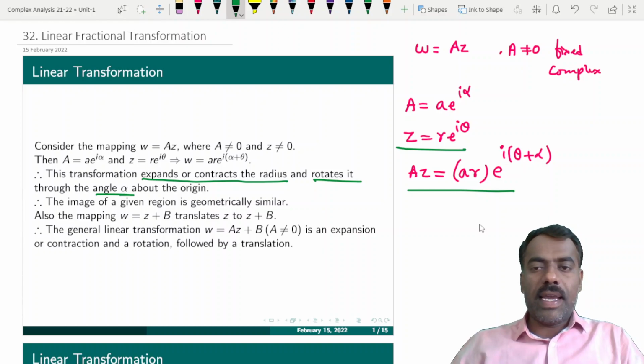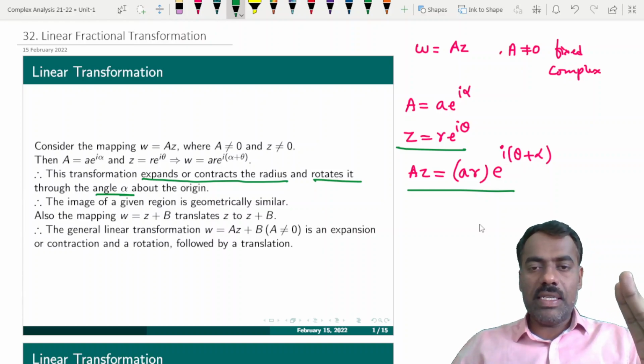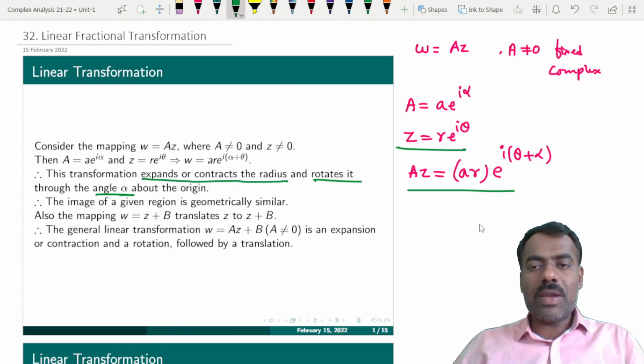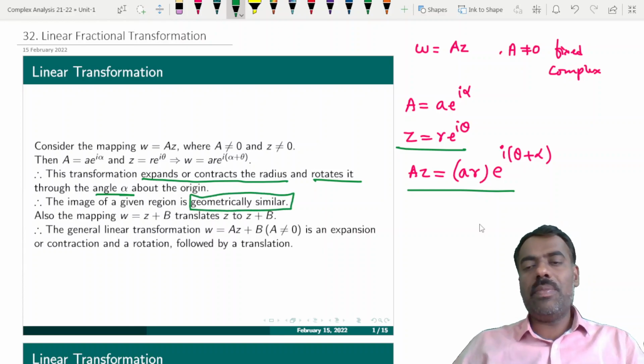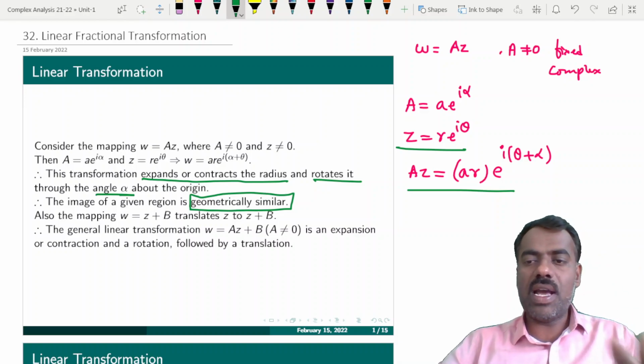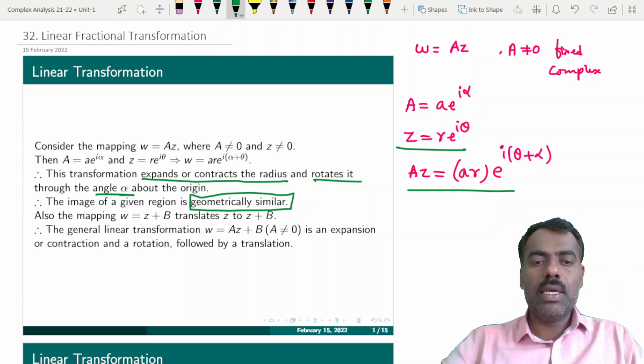So whatever region or shape is there, we are making it either smaller or bigger without changing the shape, and we are rotating it. That means the geometry looks similar. The only thing is they may look smaller and rotated, or bigger and rotated.